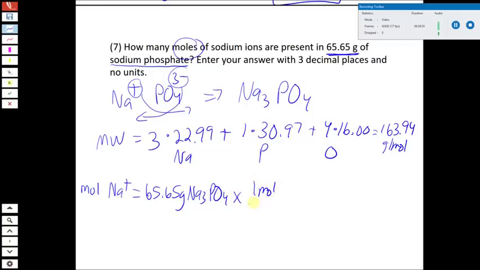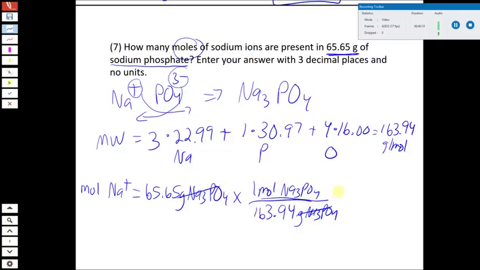So we use molar mass. We want moles of sodium phosphate in the numerator, mass in the denominator. This number goes in the denominator because that's the number of grams in 1 mole. So we invert that to find out the number of moles per 163.94 grams. Grams cancel out, and now we have moles of sodium phosphate.